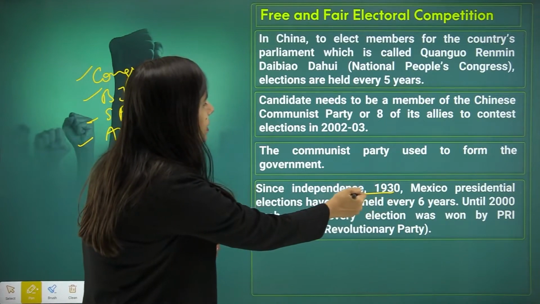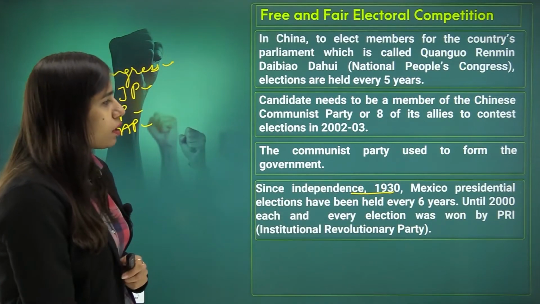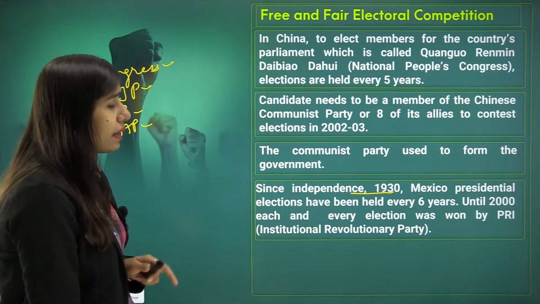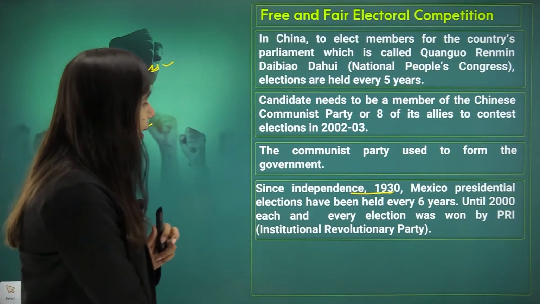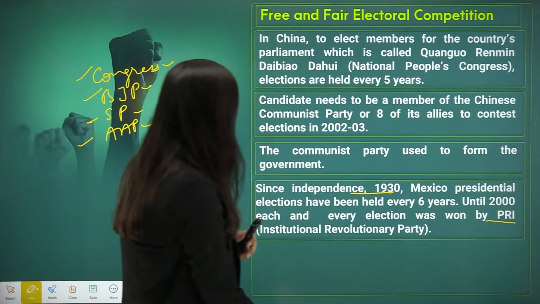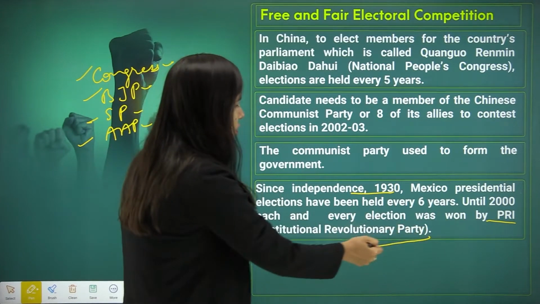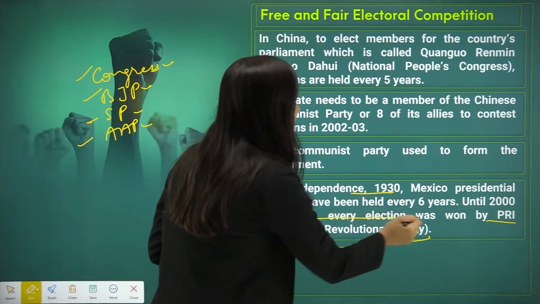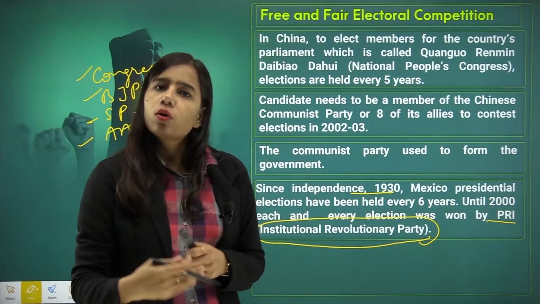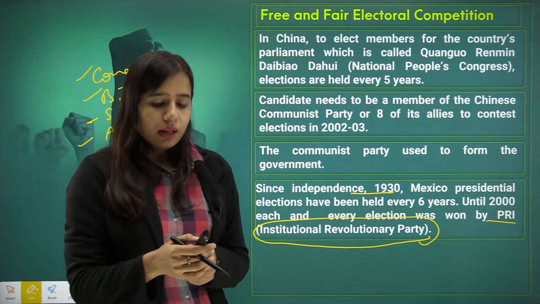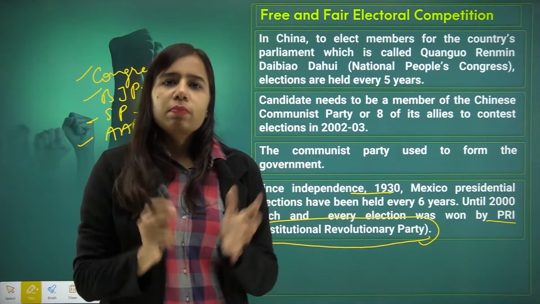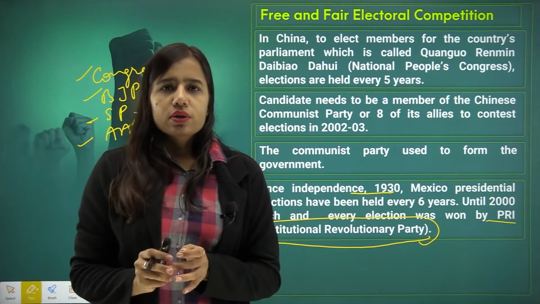Since independence 1930, Mexico presidential elections have been held every 6 years until the year 2000. Each and every election was won by PRI. What is PRI? Institutional Revolutionary Party. There was one party. So every election, only this single party was coming to the power. Why was it happening? Let's see, in Mexico what happened? This party was paying lot of money on the elections, right?